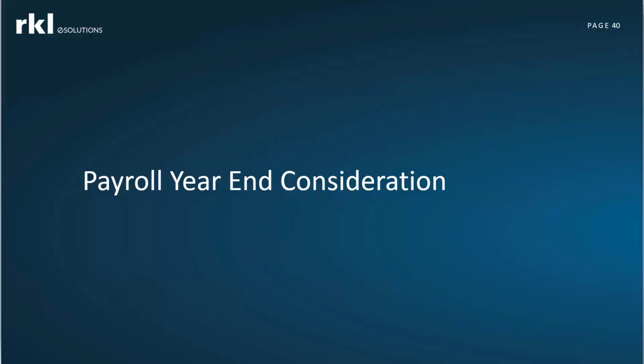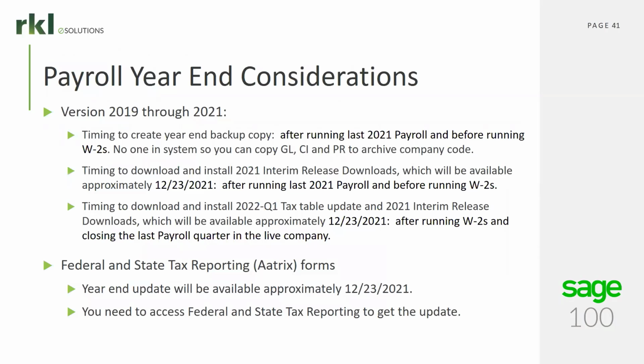Some considerations for payroll year end. For versions 2019 through 2021, the timing is important for the following. Your backup copy should be made after running your last 2021 payroll, but before running your W-2 forms. Make sure when making the backup that no one is in the system so that the general ledger, common information, and payroll information will copy over to your backup company code.